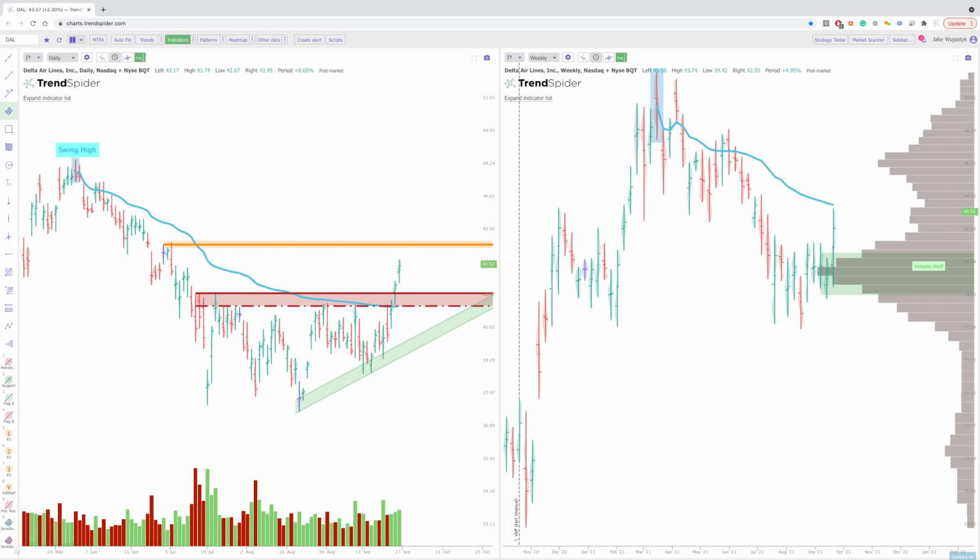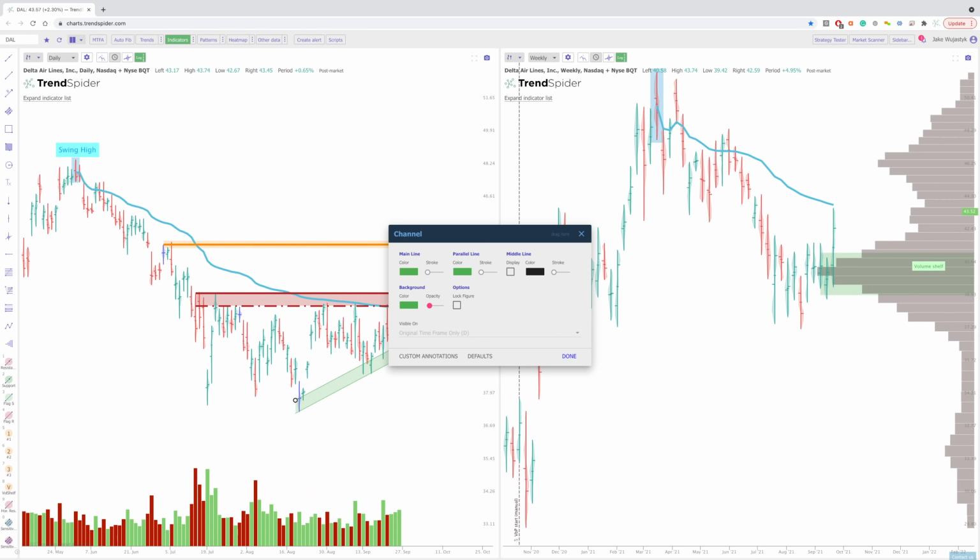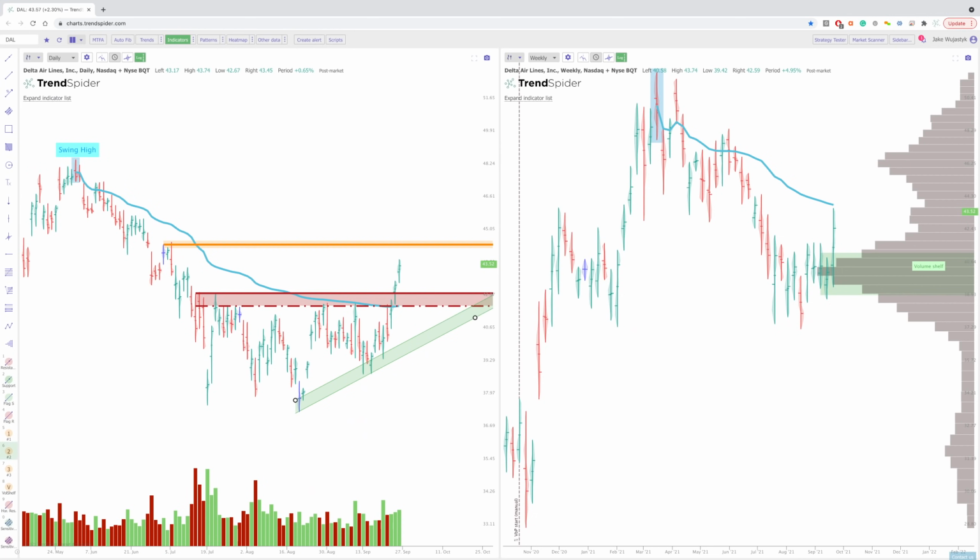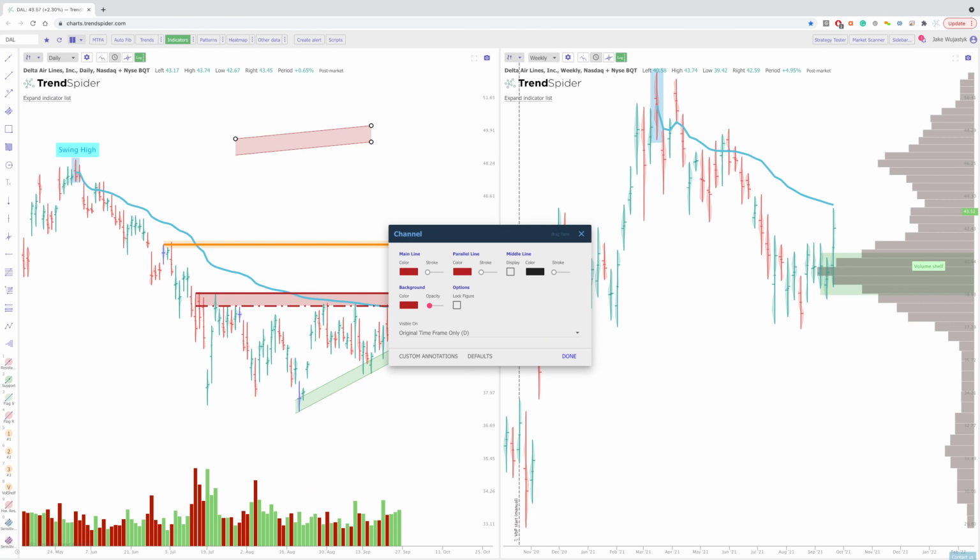Remember, you're just using the linear regression channel tool, the draw channel, and then you can kind of change the colors. So you'll see here if I double click, the main line is green, parallel line is green, the background is green for support. If I wanted to create the resistance one, I double click, you'll see all of these are just red.